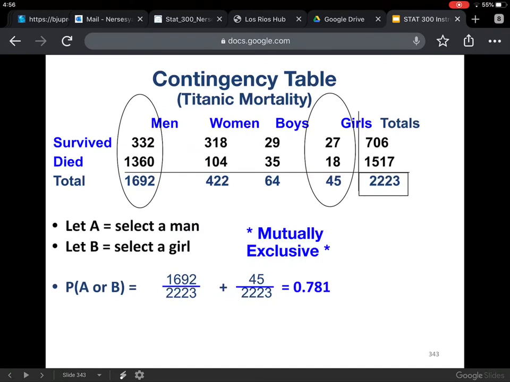Let's talk about contingency tables here at the end of this section. A contingency table has rows and columns, and then we can find out probabilities based on the totals.